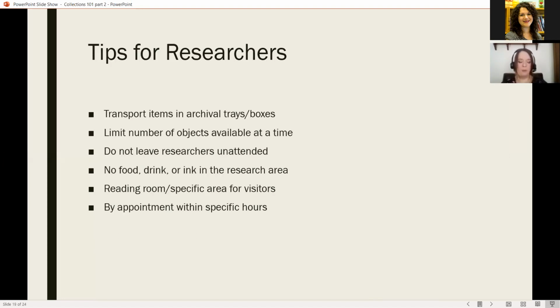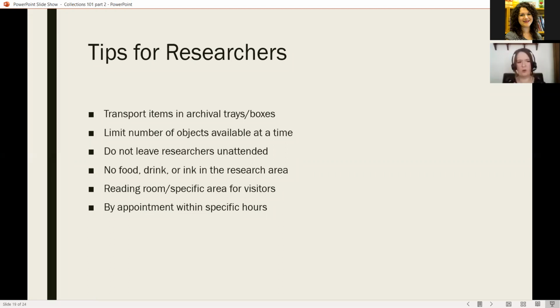So I put this in here really quickly because researchers are cool. They're awesome because they're interested in the history, they're interested in the information you have to provide them, and they're looking to learn something to add to their own knowledge. And maybe they're writing a thesis paper or they're writing a book, and you have the power to present that to them. However, you still have your duty to the collections and protecting them so that everybody can use them.